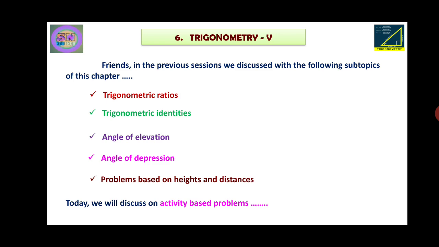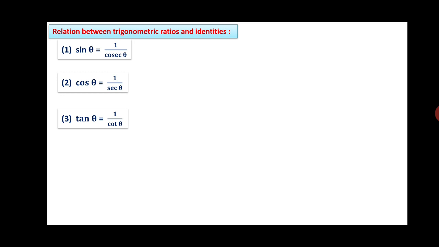Before discussing the problems, let us revise the things that you have already studied and which will prove helpful for solving different types of problems. That is, the relation between trigonometric ratios and identities. So first, sin theta is equal to 1 upon cosec theta, cosec theta is equal to 1 upon sec theta, tan theta is 1 upon cot theta, tan theta is sin theta upon cos theta, and cot theta is equal to cos theta upon sin theta.